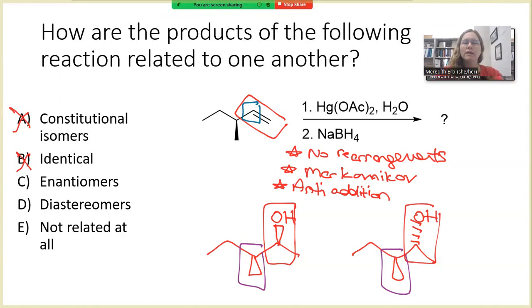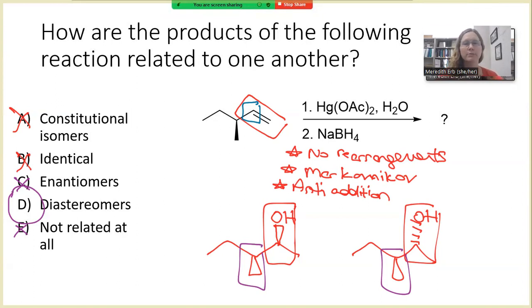All right, so these 2 molecules are not going to be mirror images. They can't be mirror images because the methyl is wedged in both cases. All right, so we can cross off enantiomers. We know they're related, and so last choice is diastereomers. Diastereomers is a catch-all category for molecules that are stereoisomers, but not mirror images of each other.